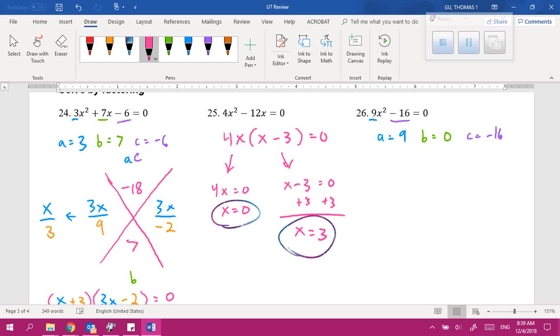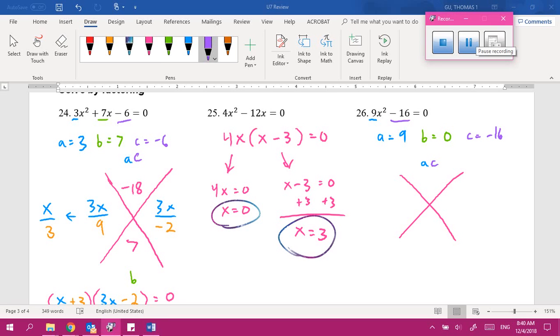Okay? So you're going to do the x-box with this. So x-box right there. What goes in the top? A times c. And then b goes in the bottom. So what is a times c then? 9 times negative 16.